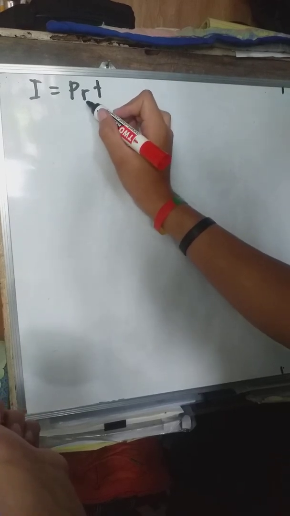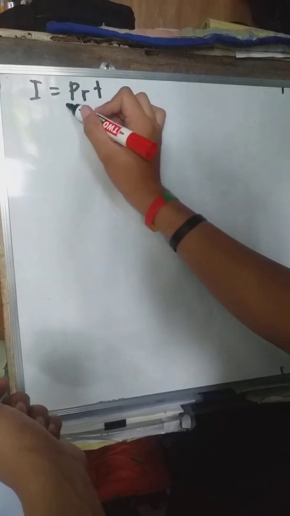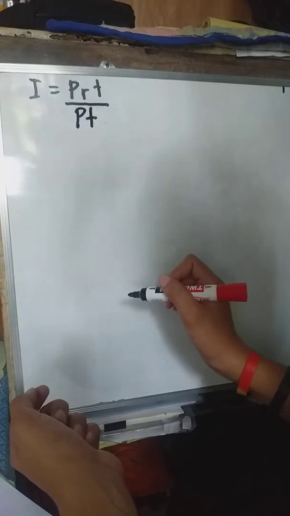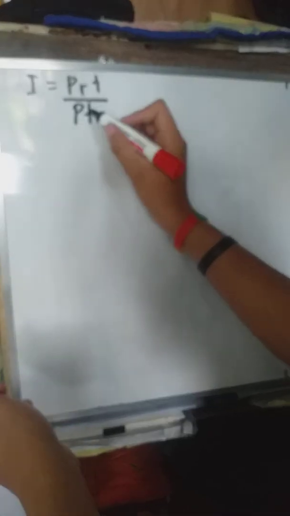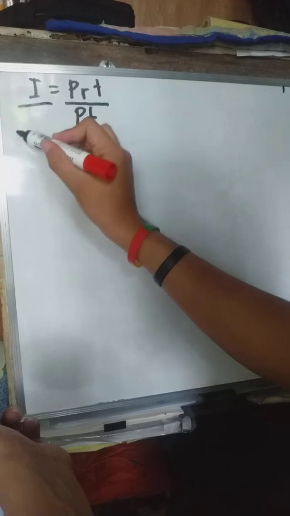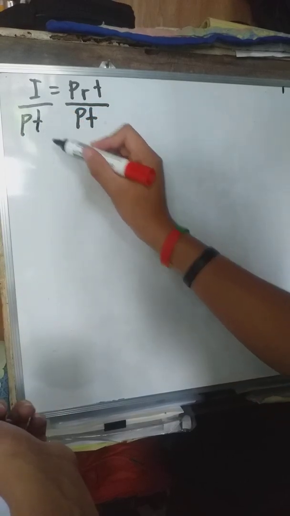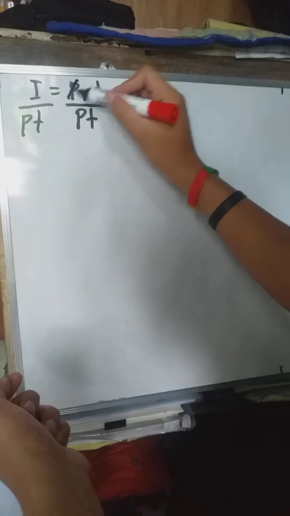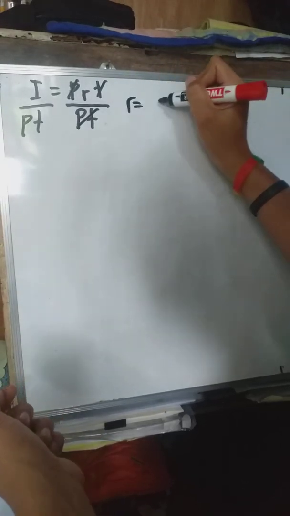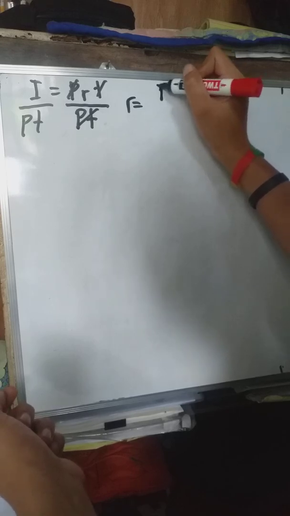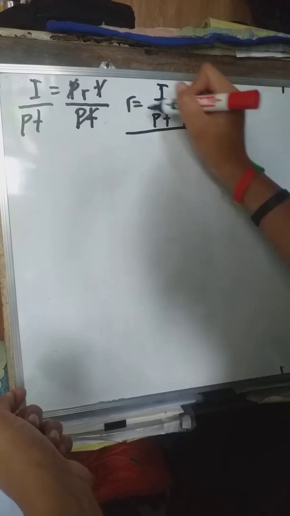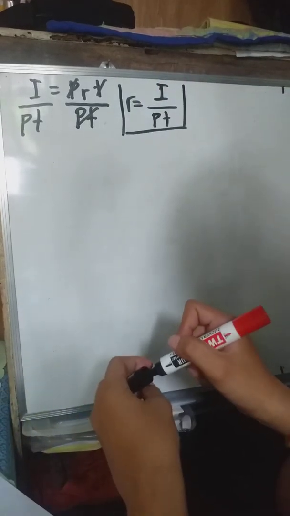So, rate is andito kasama ng PRT. So, divide lang po natin ito by PT. Para ang matira na lang dyan is yung R. So, if nag-divide tayo ng PT dito sa right side ng equal sign, mag-divide din po tayo dito ng PT sa left side. So, ang matitira, R is I divided by PT. So, ito na po yung formula for finding the rate.